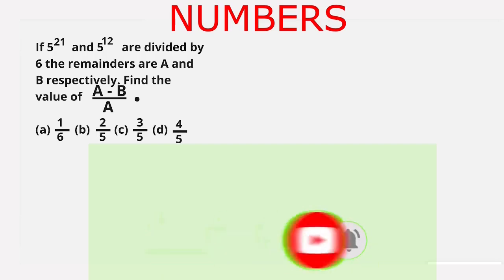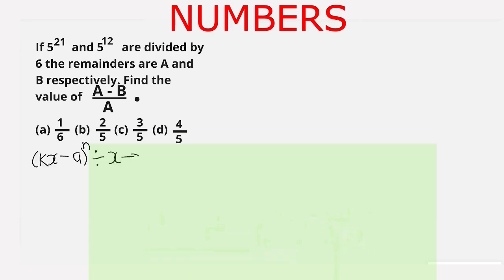For solving this question, we are going to use this formula: kx minus a, whole to the power n, when divided by x leaves remainder a to the power n when n is even, and minus a to the power n plus x when n is odd. We have to specially remember this formula.